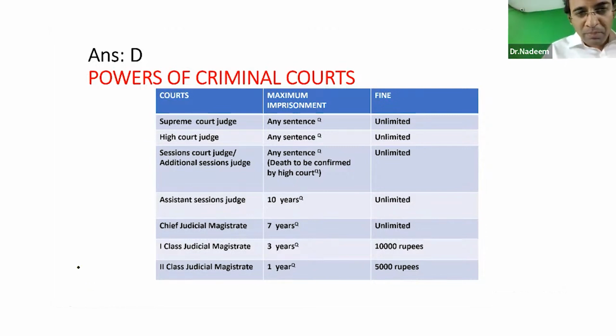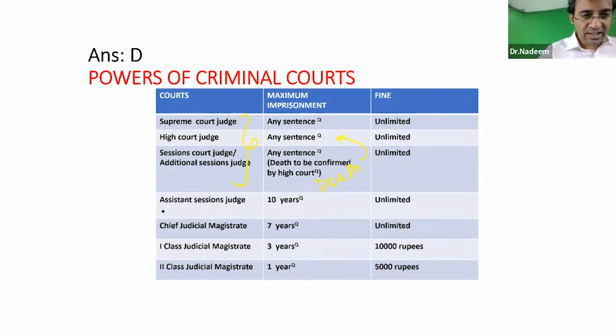See here, Supreme Court, High Court. First of all, understand how much power they have. The maximum punishment which they can give: Supreme Court, High Court, and Session Court can give any sentence. Maximum they can give is the death sentence, easily. Do understand that the lowest court which can give a death sentence is Session Court. Whenever Session Court gives a death sentence, it must always be approved by High Court.